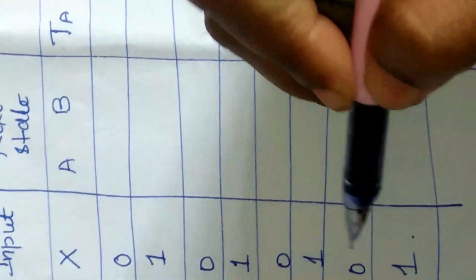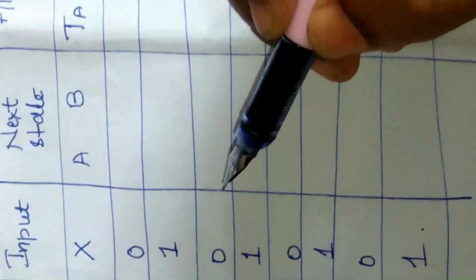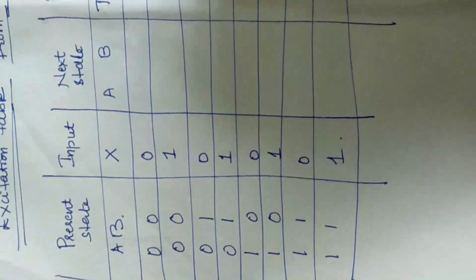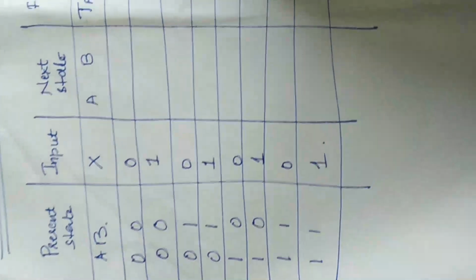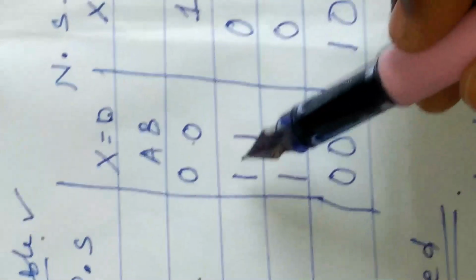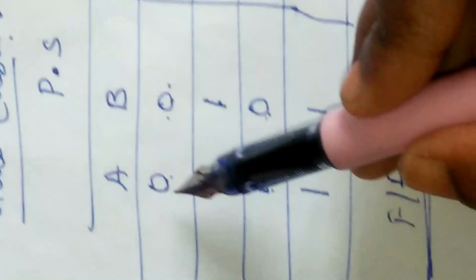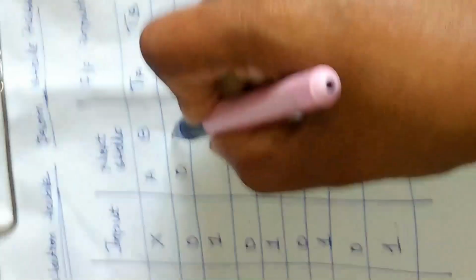Now the next state has to be determined by the state table, which we have already derived. So let me show you the state table which we derived. Now see here, this is the state table. For the 0 0 condition, when x is equal to 0, what is the state? It is 0 0, correct? So I am going to fill this, it is 0 0.